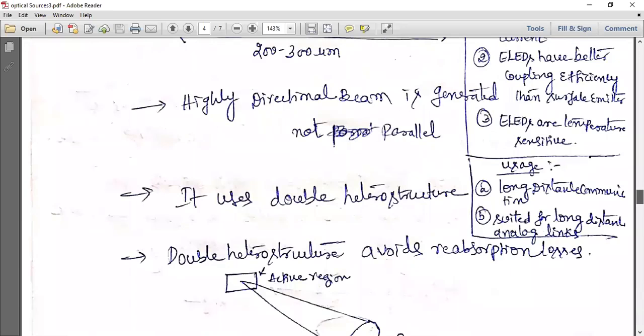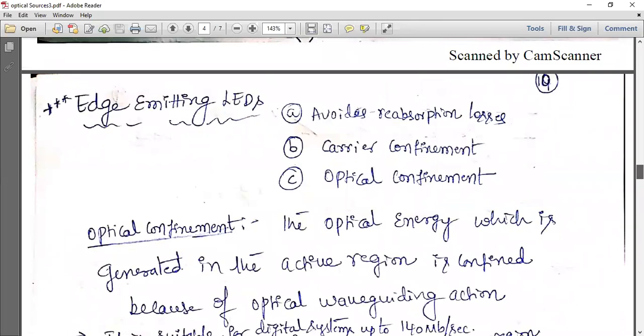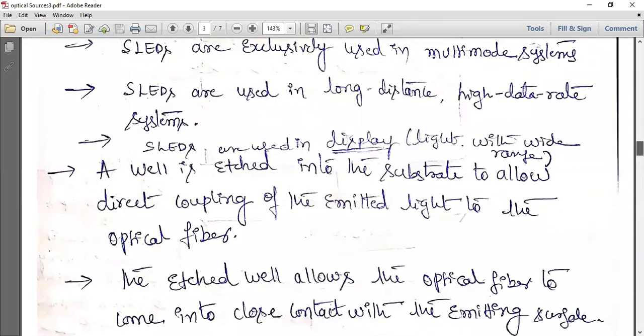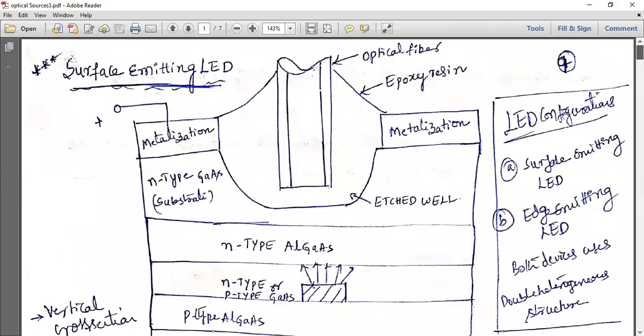Okay, so these are the two important LEDs. If they ask only for the double heterogeneous structure, explain the first, which I have explained in the earlier classes. If they specifically ask for surface emitting LED and edge emitting LED, or they ask for LED configuration, then you can write this one.